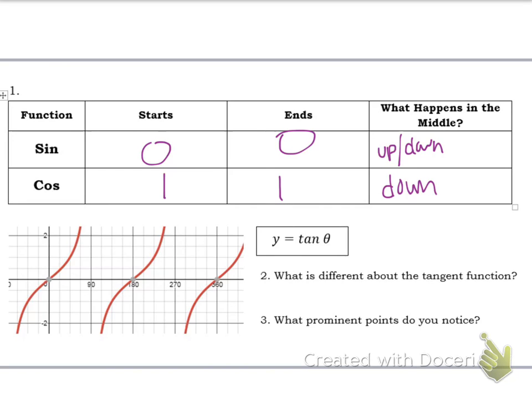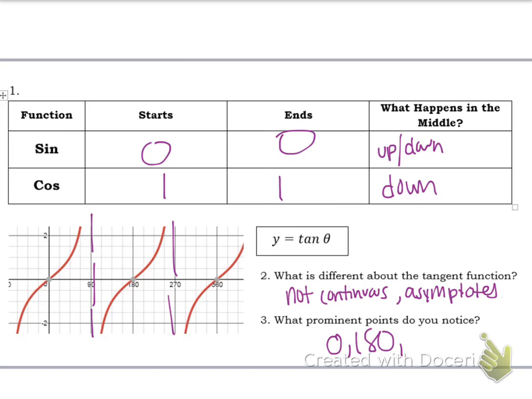Okay, this is my tangent graph. Tangent graph has a bunch of asymptotes that all of these lines are getting really, really close to. Okay, so what is different about the tangent function? They have asymptotes, it's not continuous. Okay, so what are prominent points that you notice? So it looks like it's intersecting at 0, it's intersecting at 180, it's intersecting at 360. Those are kind of our intersecting points.